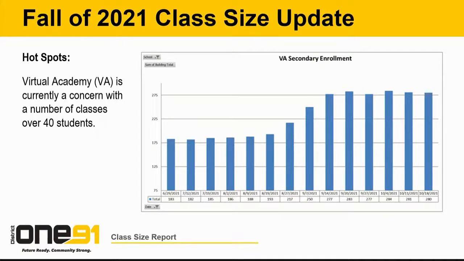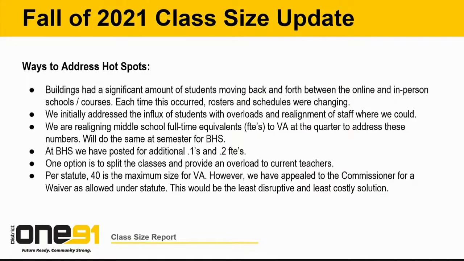VA is where I have hotspots at the secondary level, okay? It's going to be somewhere between 12 to 16 different classes that we're looking at from the middle school to the high school level. Steps that we have been taking with this process.